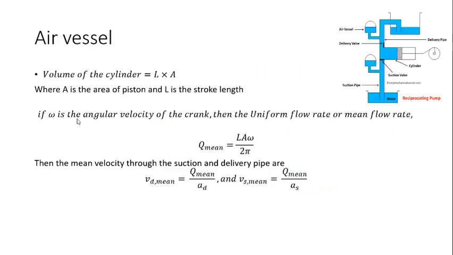Now, if omega is the angular velocity of the crank, then the uniform flow rate or mean flow rate Q mean is equal to LAN by 60. If you substitute N in terms of omega, you will get LA omega by 2 pi. Then you can calculate the mean velocity in both the delivery and suction pipe using this equation, Q mean divided by the area of the pipe.